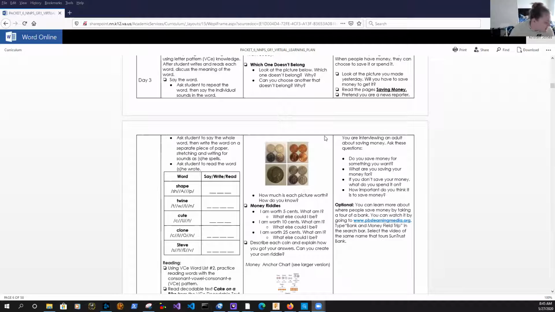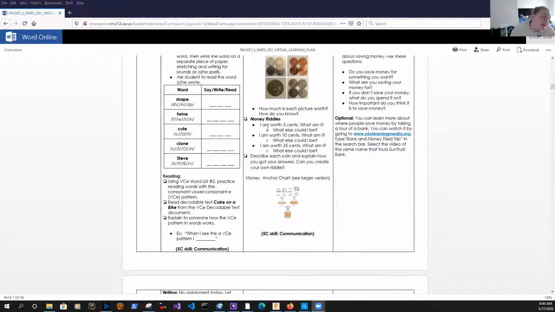It says, how much is each picture worth? How do you know? So when it says how much is each picture worth, you need to figure out how much money is in each box. Think about how much each coin is worth. We know that pennies are worth 1 cent, nickels are worth 5, and dimes are worth 10. So if you know that, your job is to figure out now how much money is in each box based on what you know each coin is worth. And you can write the answers to these questions down so that if you choose to turn them in at the end of the week, you may.